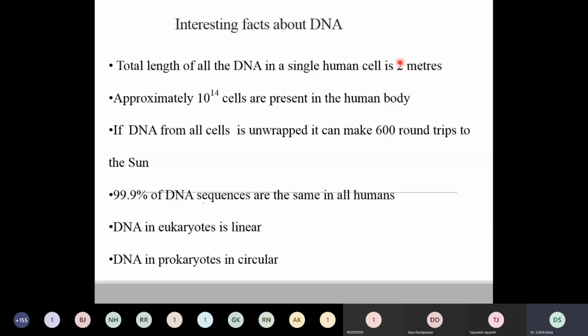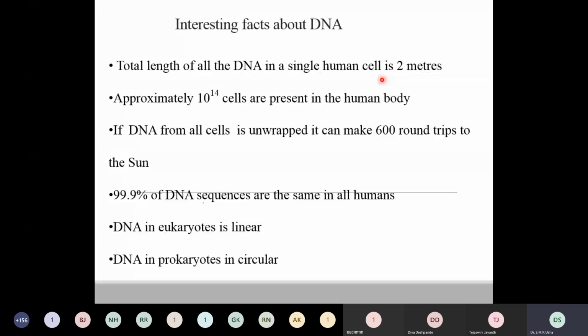It's amazing that this long DNA has been accommodated inside a very, very small nucleus, which is a few microns in size. Now we have approximately 10 to the power of 14 cells in our body. If you unwrap all the DNA and take the length of all the DNA from all the cells, you can make 600 round trips between the sun and the earth. It is that long.